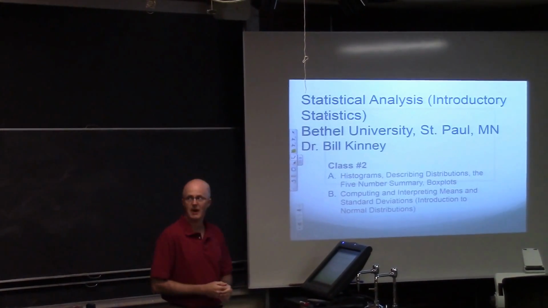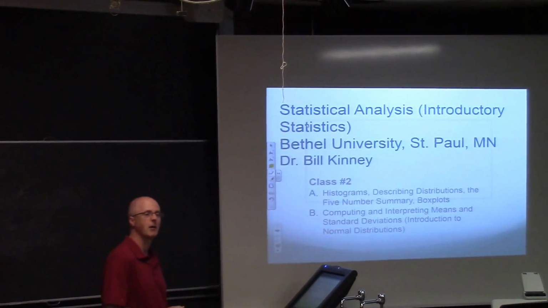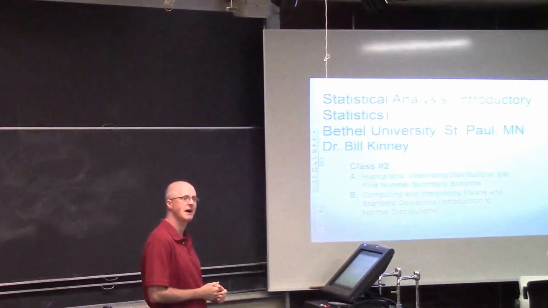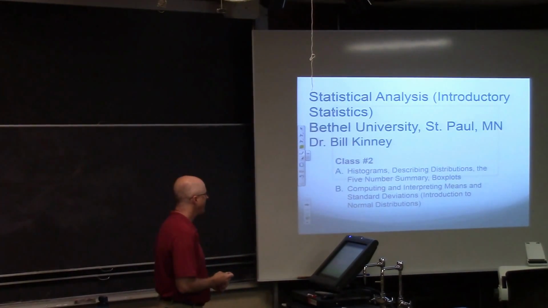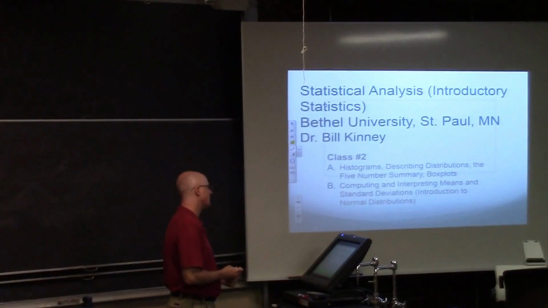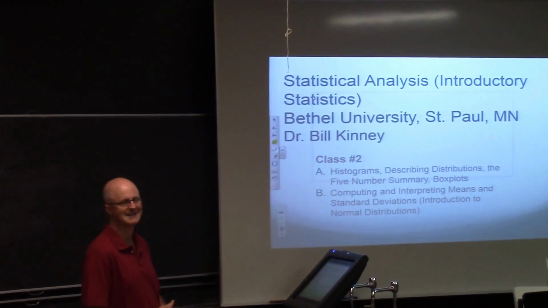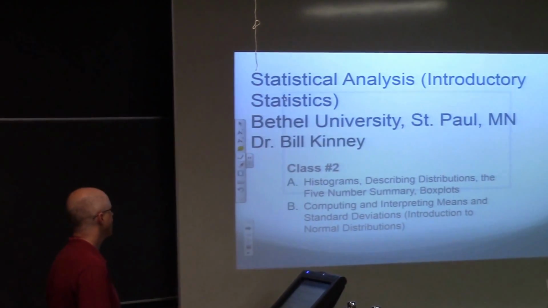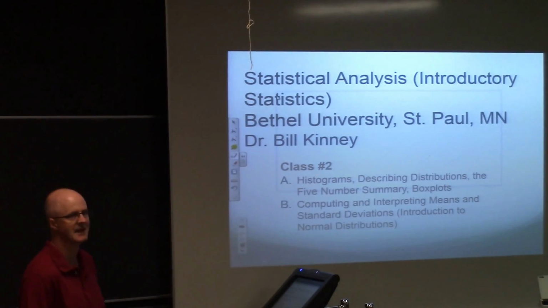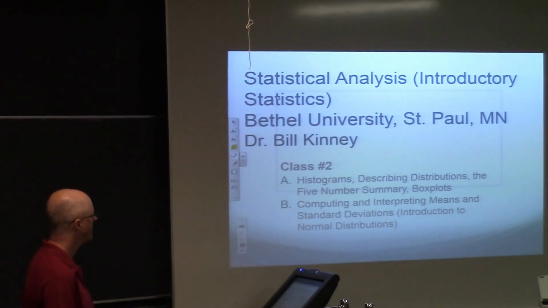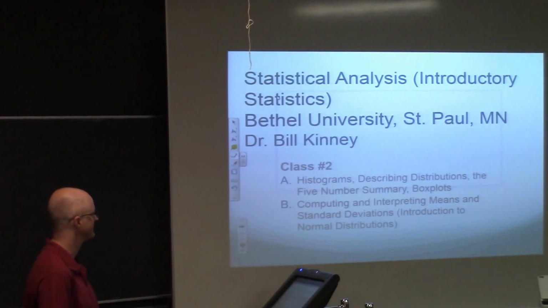We're going to talk about describing distributions using appropriate kinds of words, terminology to describe what we see. Something called the 5-number summary, and also something called box plots, or also called box and whisker plots. Then in lecture B, we're going to talk about computing and interpreting means and standard deviations, and have a little introduction to something called a normal distribution, or more precisely, to normal distributions.